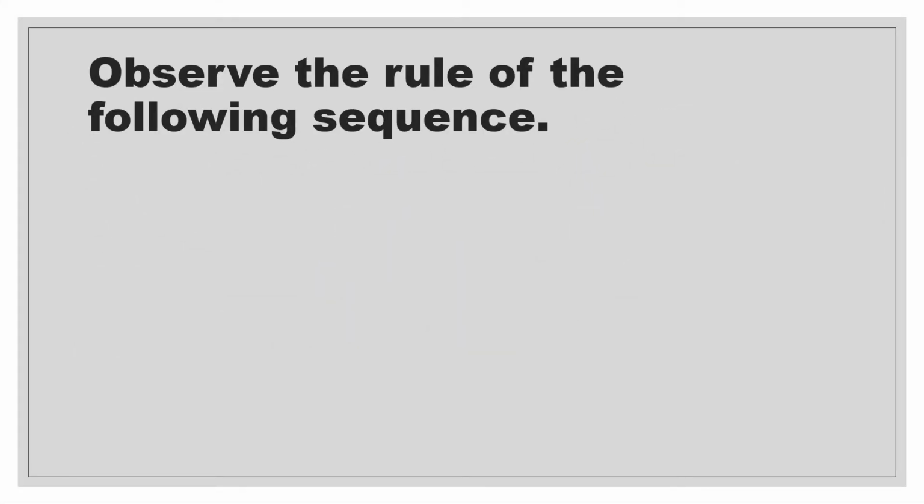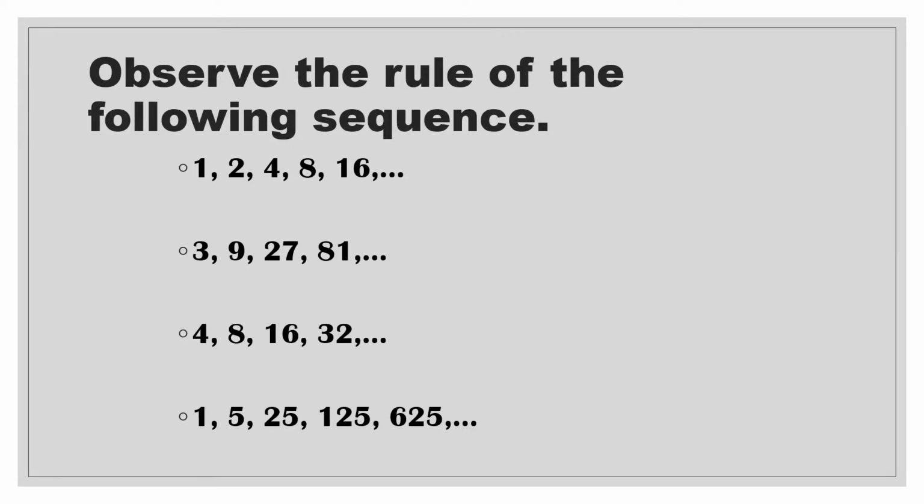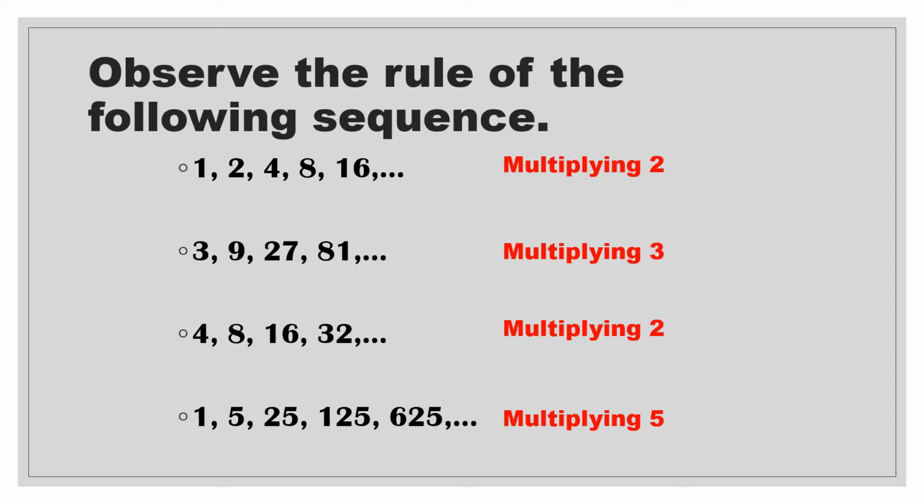Observe the rule of the following sequences: 1, 2, 4, 8, 16, and so on; 3, 9, 27, 81, and so on; 4, 8, 16, 32; and 1, 5, 25, 125, and 625. Notice that in each of these, you are multiplying by a fixed number. In 1, 2, 4, 8, 16, you are multiplying by 2. In 3, 9, 27, 81, you are multiplying by 3. In 4, 8, 16, 32, you are multiplying by 2. And in the last one, 1, 5, 25, 125, 625, you are multiplying by 5.